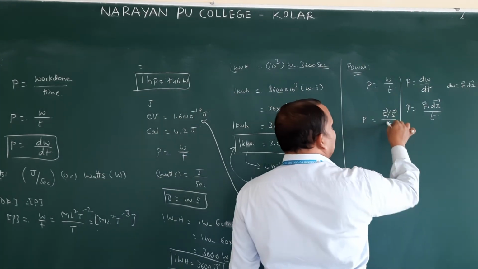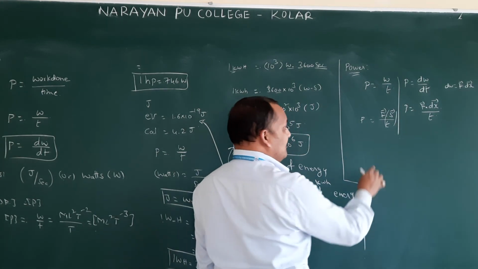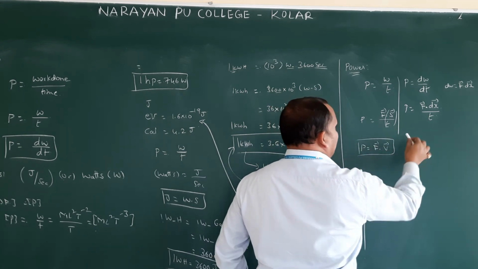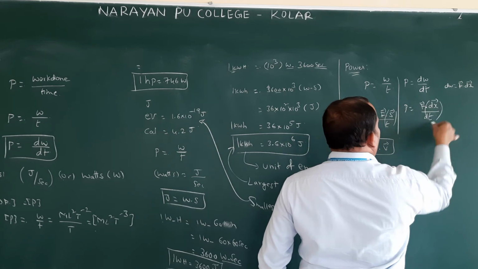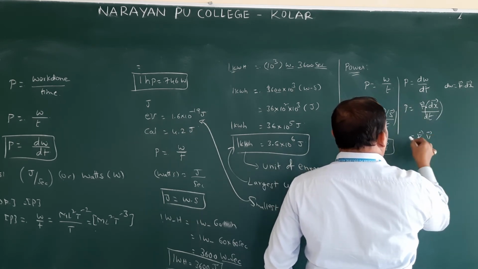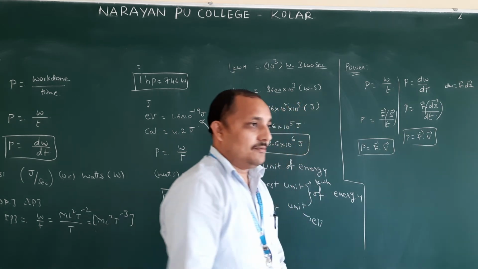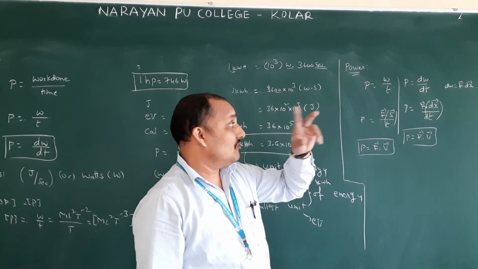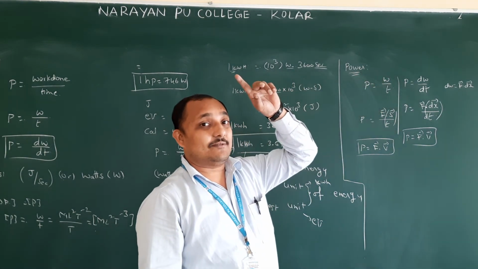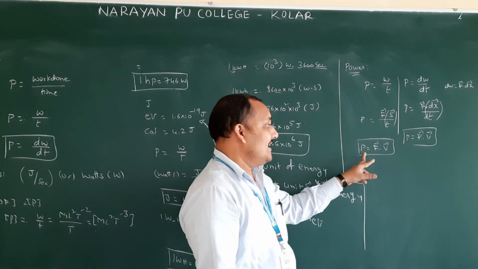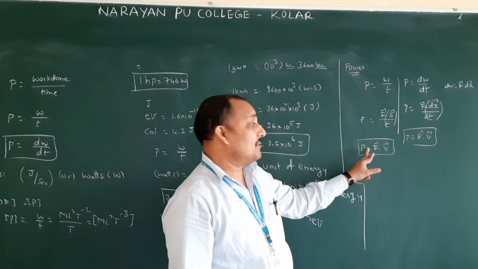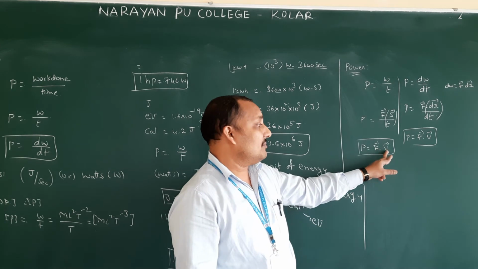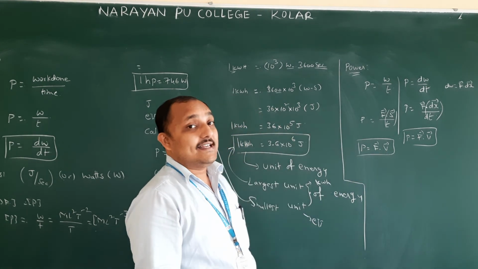So now displacement by time. Displacement by time gives what? Velocity. So F bar dot dx by dt, this is also velocity. Now power P is equal to F bar dot V bar. Now power is another example of scalar product. Work done is one example, F bar dot S bar. Now power is also an example of scalar product, F bar dot V bar, because velocity is a vector and force is a vector. Therefore the dot product is going to give a scalar. Power is a scalar quantity.